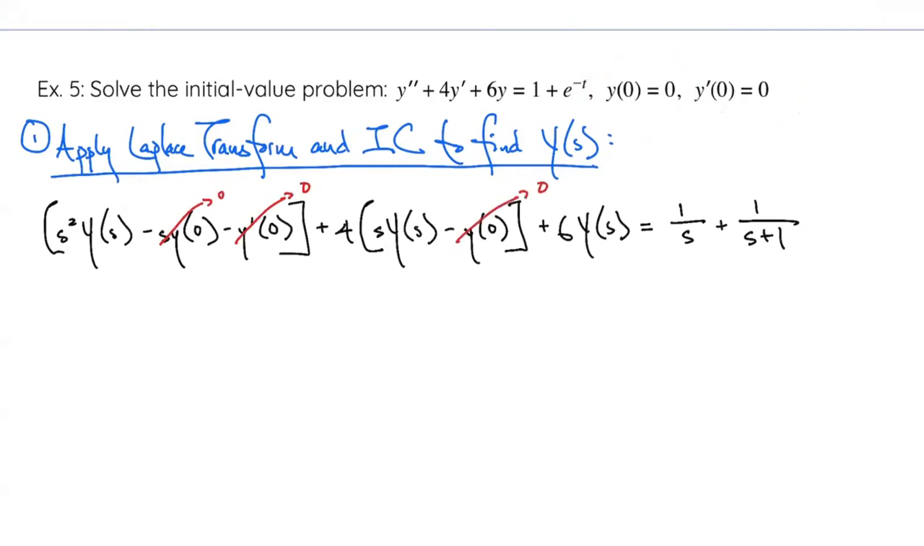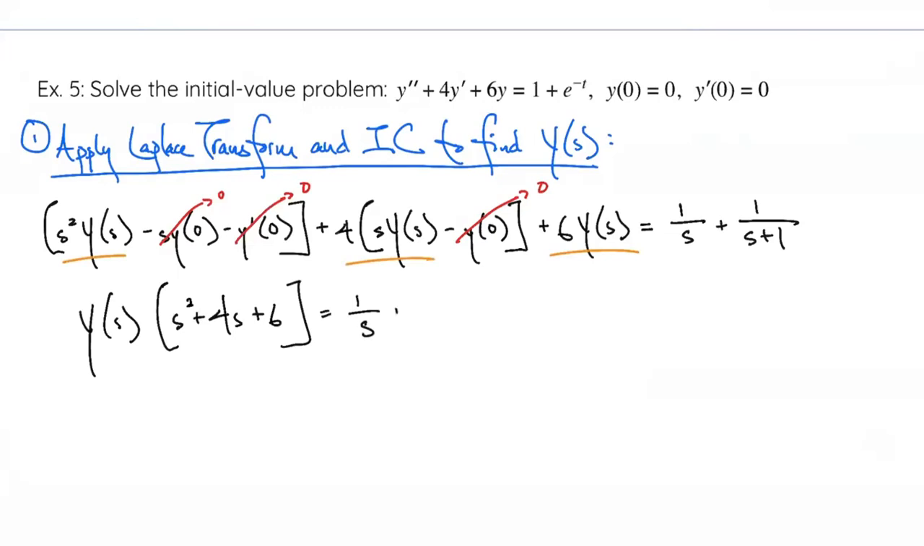And at the same time, I can sort of clump all of my terms with the Y of s. And it turns out all the ones left have a Y of s. So we've got 1, 2, and 3. And if we go ahead and factor that out, that Y of s will be left with s squared plus 4s plus 6 equals 1 over s plus 1 over s plus 1.